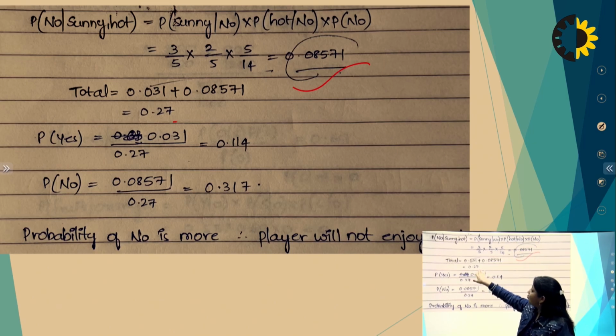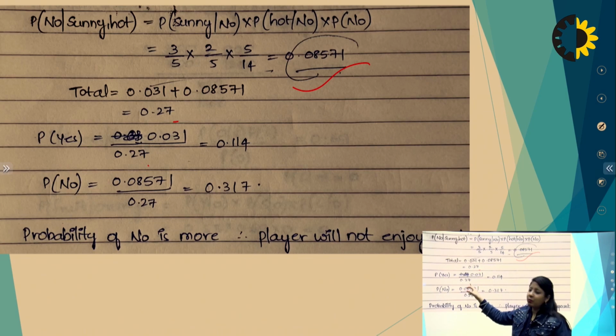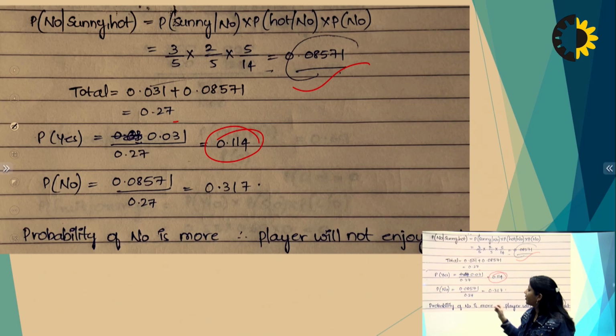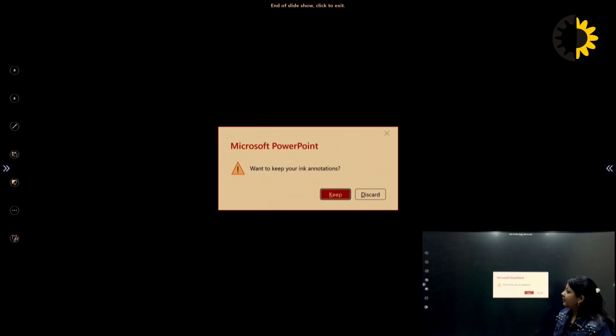We will add this, 0.27. So divide this one, for the yes class 0.031, by 0.27. The total probability we will get is the value 0.114. And for the negative class, 0.0857 upon 0.27. So which probability is higher? This is for no. So the probability of no is more, which means the player will not enjoy the sport event. Fine. So thank you so much.